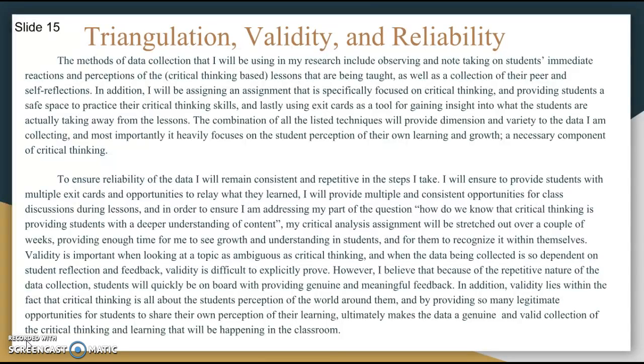Students' immediate feedback on critical thinking-based lessons provides perception and perspective on what is being taught to them, while their peer and self-reflections is a direct representation of how they perceive their own learning and the learning of those around them. Those combined with the first-hand approach they take when applying these practice critical thinking skills to a formal circumstance all partake in fostering a system of dimension and variety.